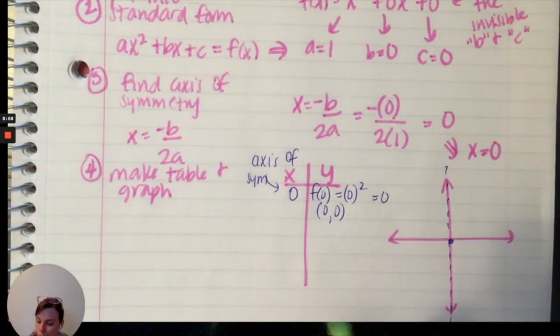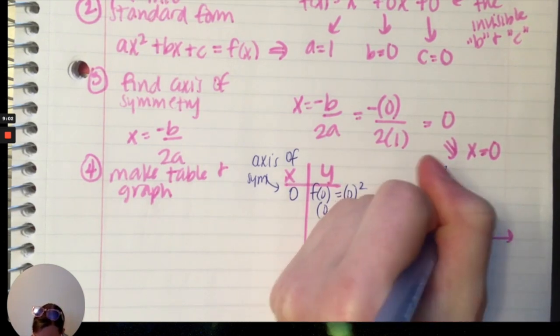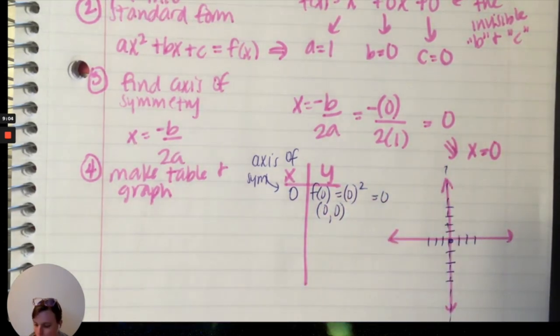All right, from here, it's nice. I'm going to make a good scale. Okay, so from the axis, it's nice to go out 1.